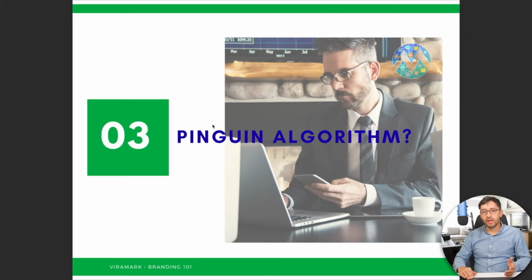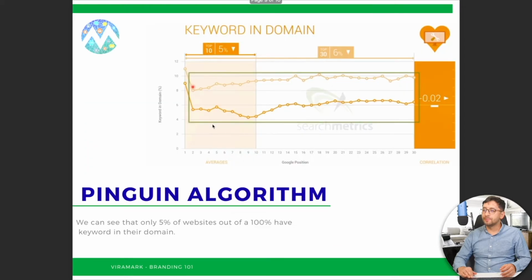So this is when it gets interesting, you guys. The Penguin Algorithm. Back then it would be like the assassin algorithm. It was like the nightmare of all marketers that did SEO, and nowadays it's easier to handle, but I'm gonna tell you a story about it.